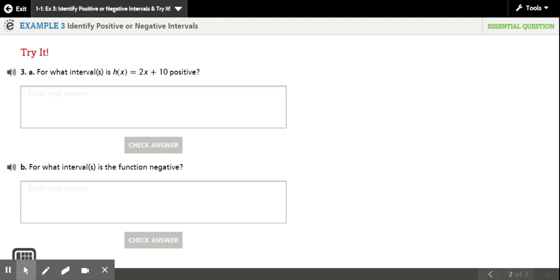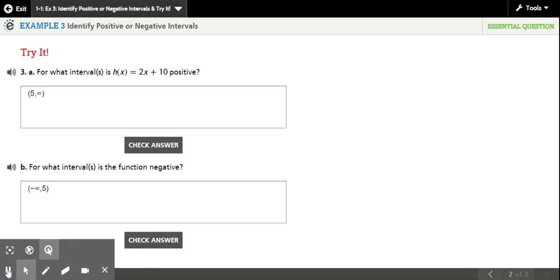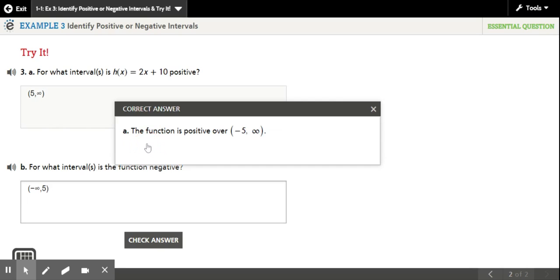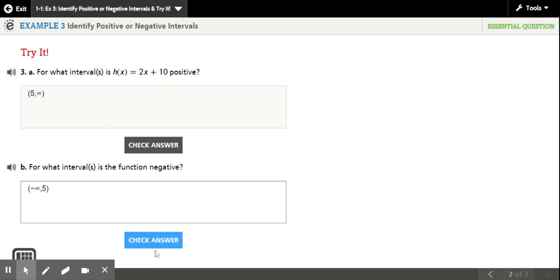So what I can see is above the x-axis is from, let's see, 1, 2, 3, 4, 5. 5 and to the right, it's below 5 and to the left. So if I were to write those intervals, they would be 5 comma infinity for the positive part, and then negative infinity comma 5 for the negative part. We're going to check answers. I can see that that's true. Let's move to the next.